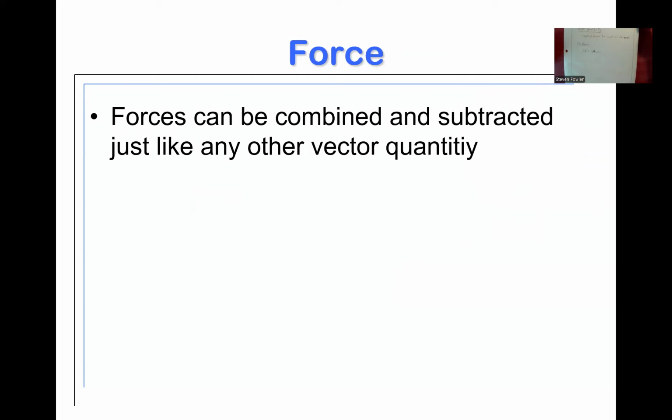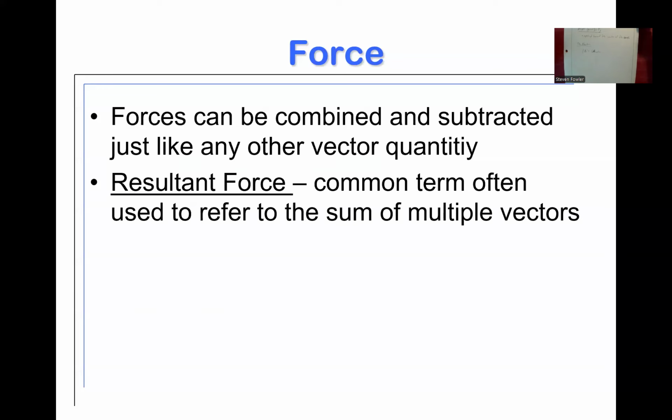Forces can be combined and subtracted just like any other vector quantity. We've hit on this pretty hard today. Forces are vectors. Magnitudes and directions are important. So just like any other vector quantity, we're going to have to combine them based on those magnitudes and directions. A very common term that you will encounter is what we call the resultant force. A resultant force is just simply what happens when I sum up multiple force vectors. So resultant is actually a term I can apply to just about any vector quantity, but we especially apply it to forces on a regular basis.